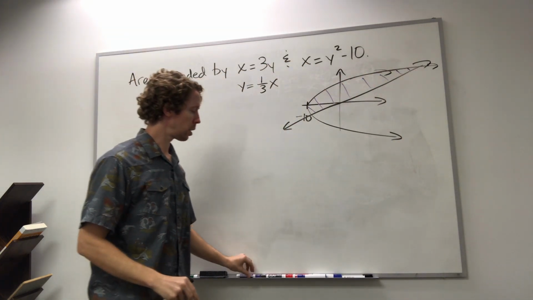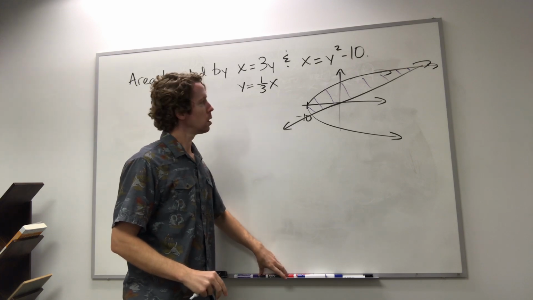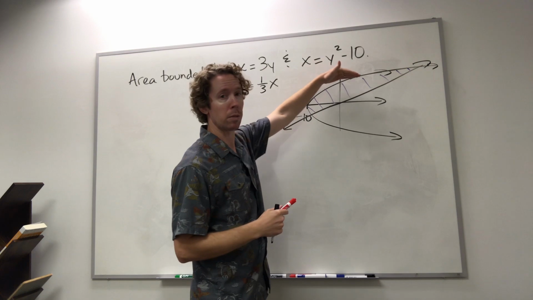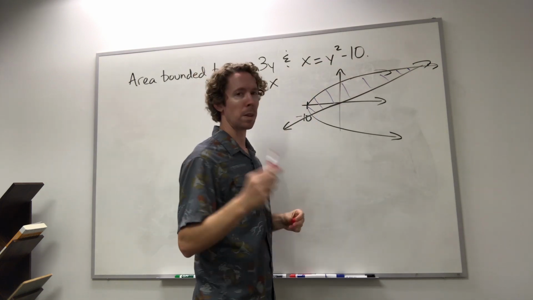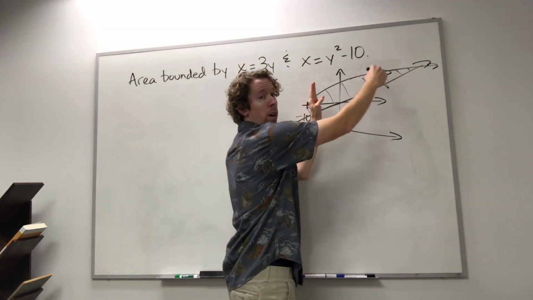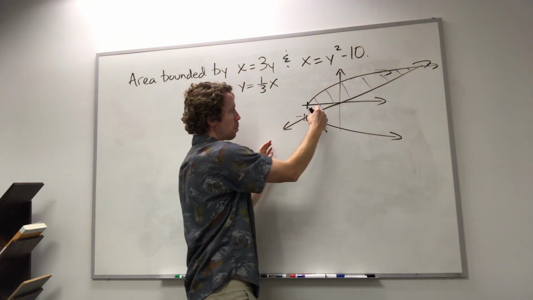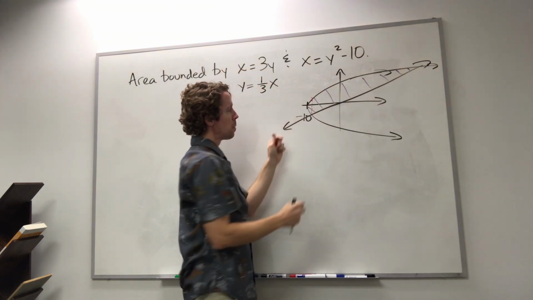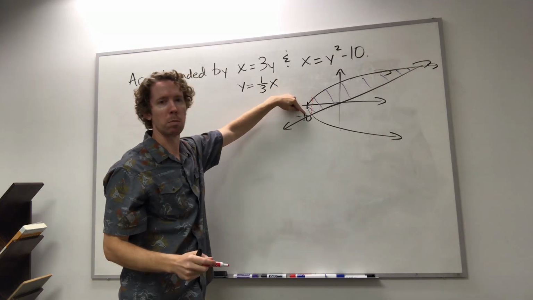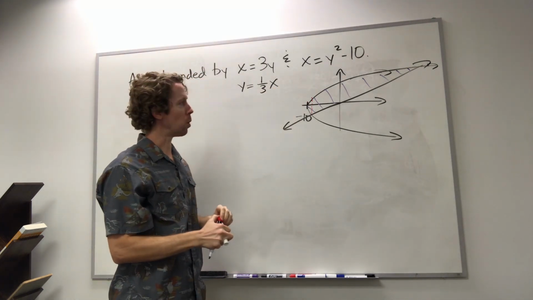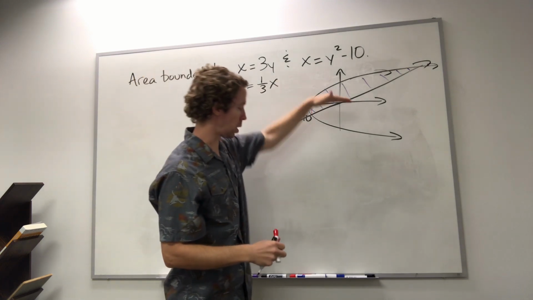If I try to do this by integrating with respect to x and picking a top function and a bottom function, there's a problem. Over here it looks fine. There's a clear top function and a bottom function. But once I get past this intersection point, the top function and the bottom function are both that parabola. So I don't want to do it that way. I want to go horizontally.